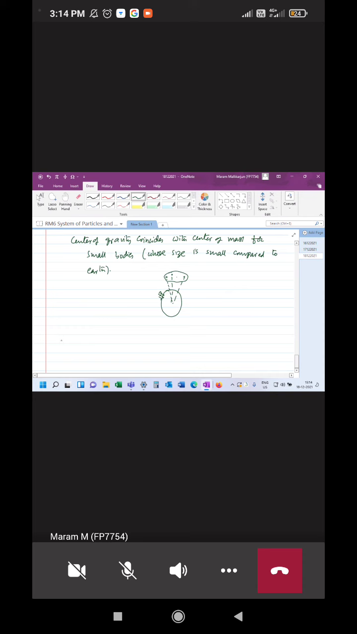Now let's also introduce the concept of angular momentum. We'll just introduce the concept of angular momentum of a particle. So let's talk about that.